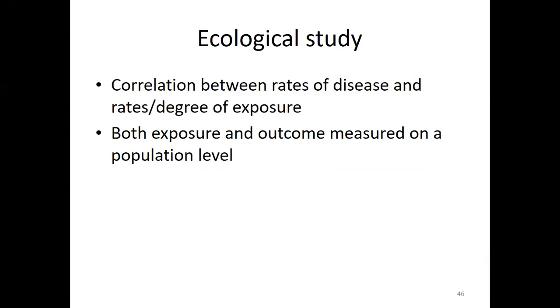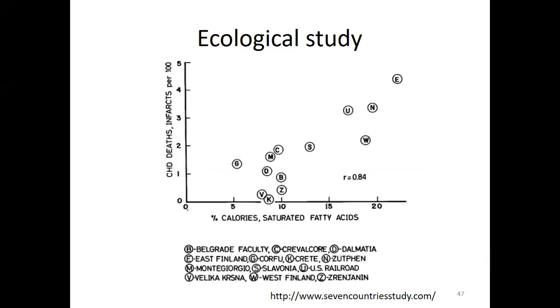We can talk about ecological studies, and these are studies where we're looking at population groups, and we're looking at the correlation between the rates of the disease and the rates or degree of exposure within populations. We're measuring both exposure and outcome on a population level. This is one of the most famous ones, particularly in cardiovascular epidemiology. This is a 7-country study.